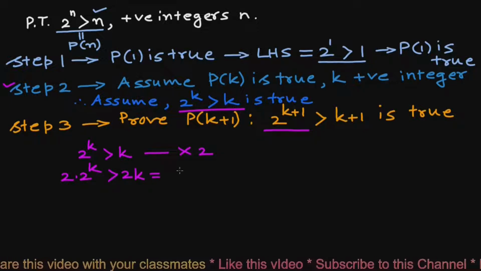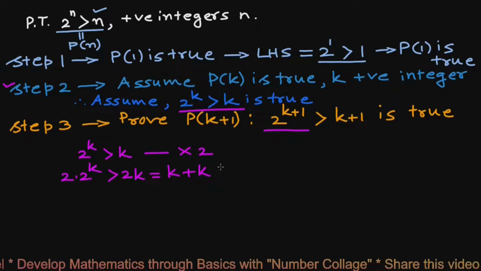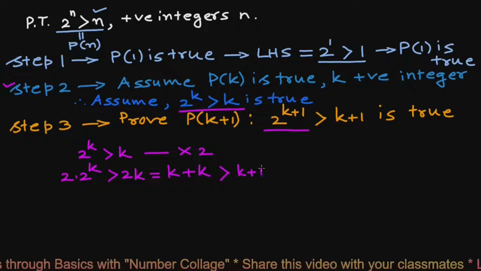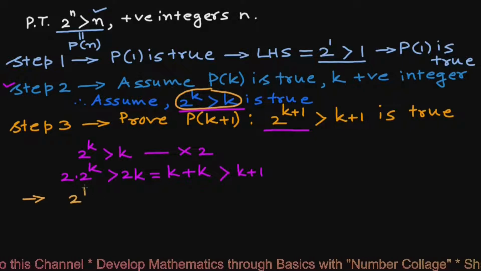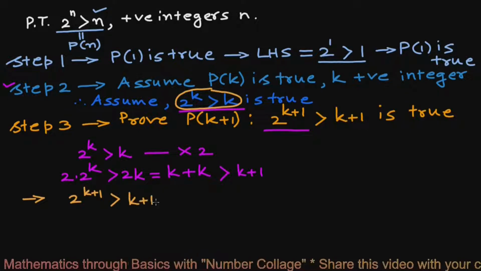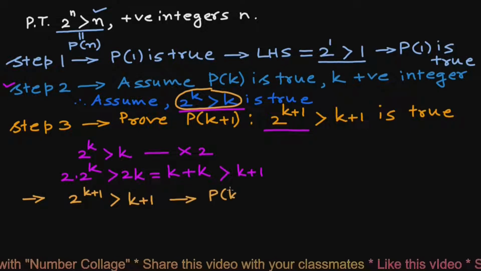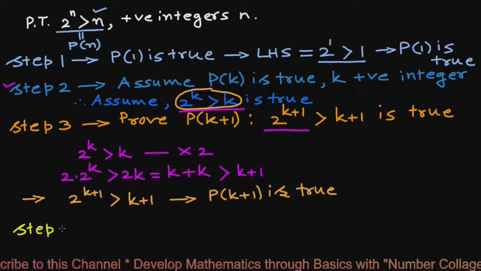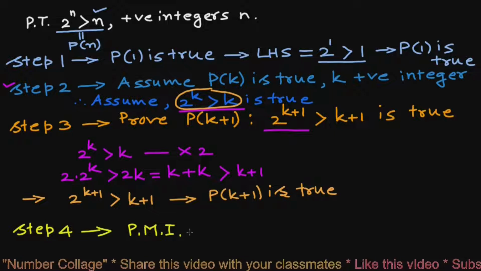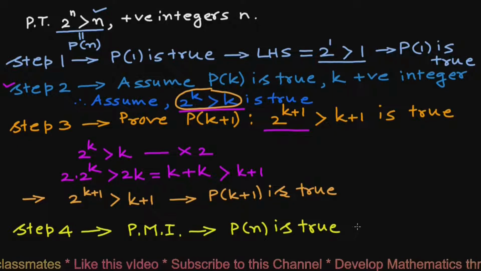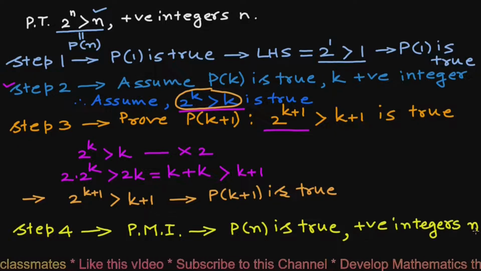But 2k is k plus k. That will be greater than k plus 1 according to this. So that proves 2 raised to k plus 1 is greater than k plus 1. Therefore, Pk plus 1 is true. In step 4, by principle of mathematical induction, we conclude that Pn is true for all positive integers n.